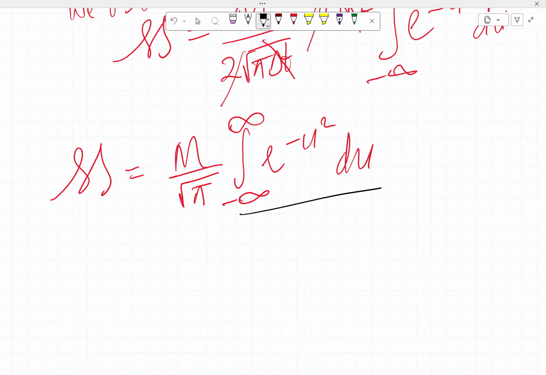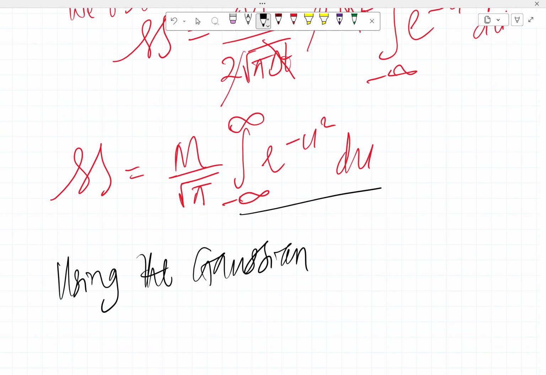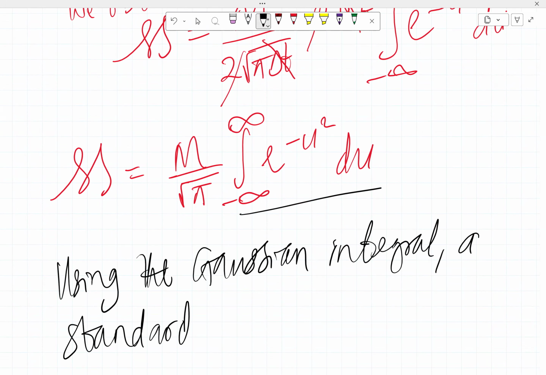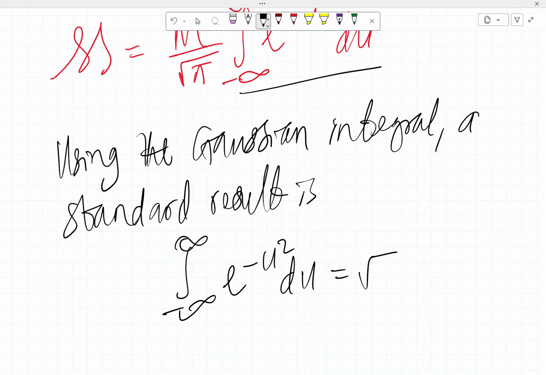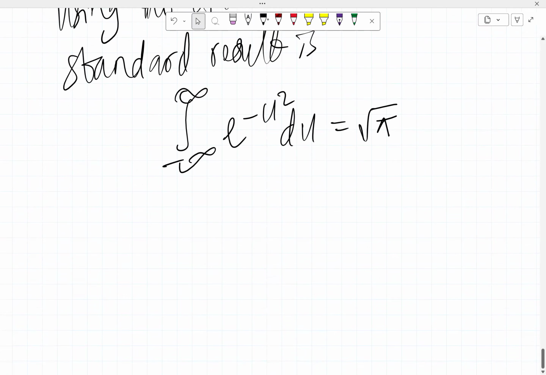So we use the Gaussian integral now. Using the Gaussian integral, a standard result, is integral from minus infinity to infinity of e raised to minus u squared du, and that is equal to square root of pi. We did that under gamma function. You want to check that it was fully solved there.